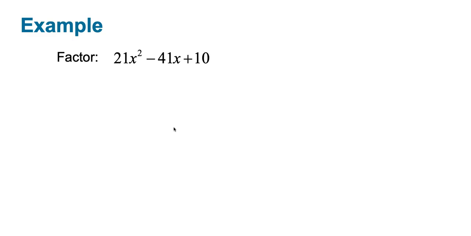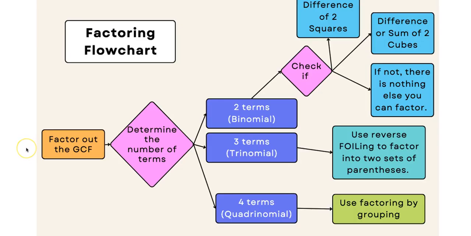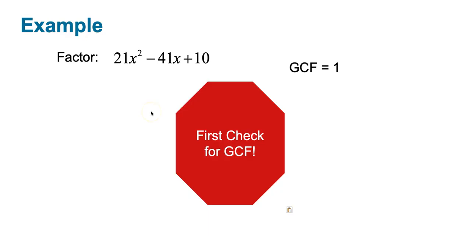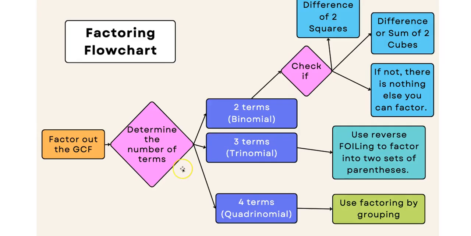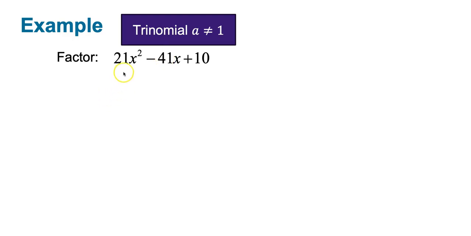In this example, we're asked to factor this polynomial. Remember the factoring flowchart? Before we start any factoring problem, we must factor out the GCF. In this case, the GCF is 1, so we can proceed. The next step of the factoring flowchart is to determine how many terms your polynomial has. Ours has 3 terms, thus it's a trinomial. But we're in the case where a does not equal 1, as we see the leading coefficient is 21. Thus, we will use the AC method to factor.